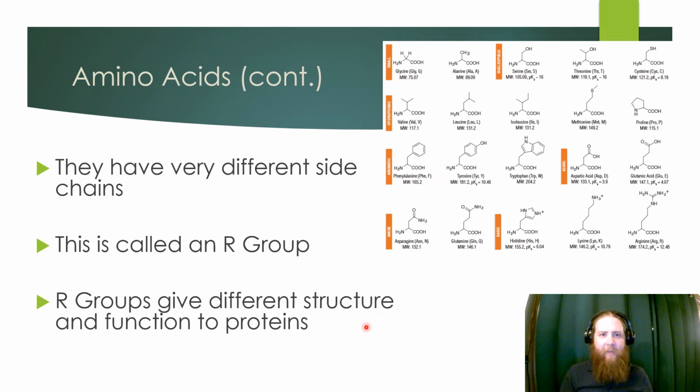Where they differ is they all have different side chains. We call these side chains R groups, and they give very different structures and very different functions to whatever protein they're on. These are the 20 different amino acids. They all look pretty different. Some of them look a little bit closer to others. But this is what your body uses to make all the proteins in your body, these 20 amino acids.